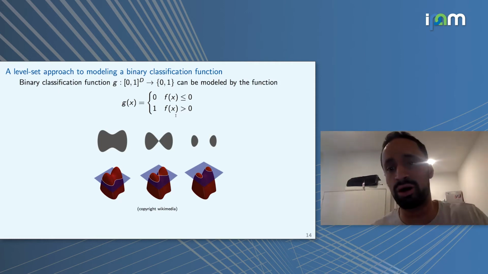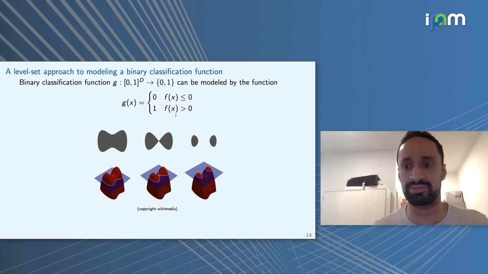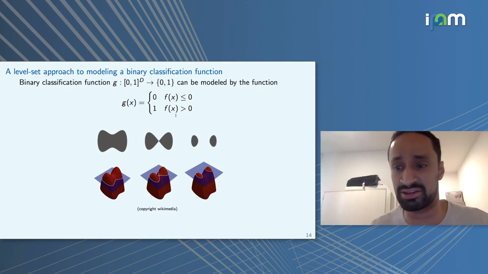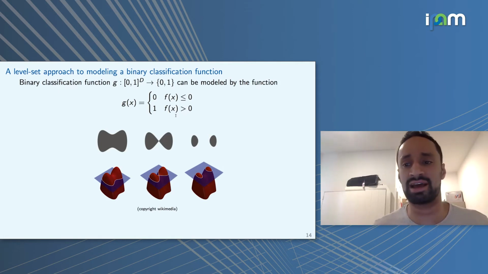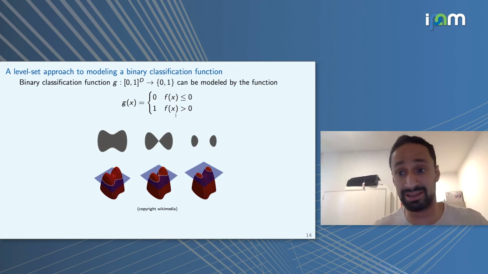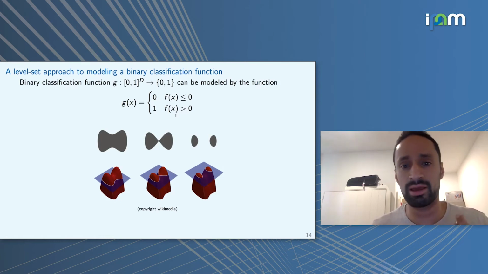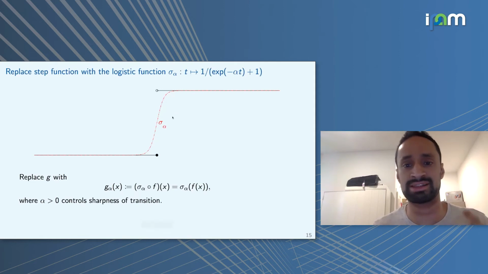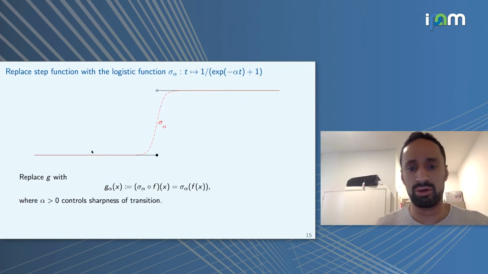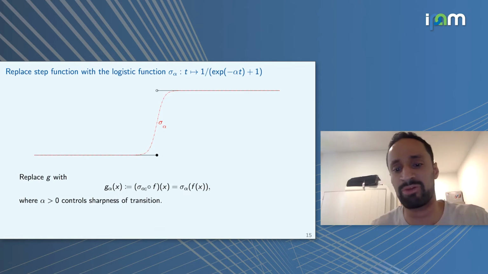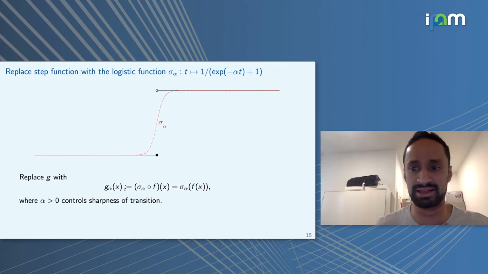This function 0, 1 is actually, if you notice, a step function, right? Since we want to do optimization over that, it's not nice to work with this discontinuous function. So what people typically do is they replace the step function with a smooth approximation, the logistic function. And what we then get is this function g alpha, where we replace the step function with the logistic function, so that we can do optimization.